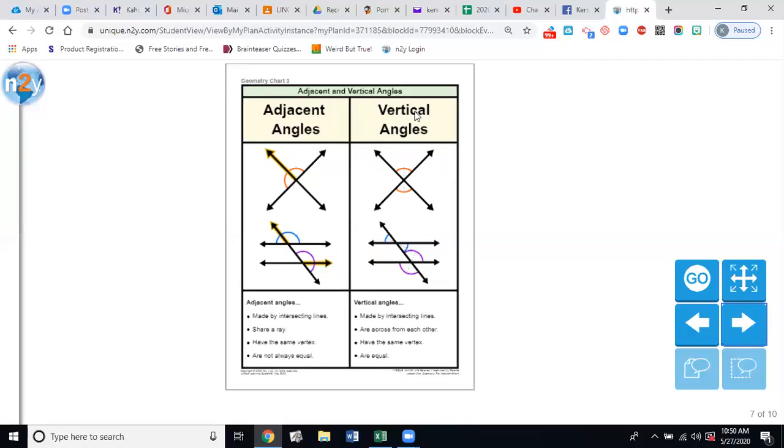And then the vertical angles are made by intersecting lines. Here's the line. They are across from each other. See how these lines are across from each other. They have the same vertex. The vertex is the point where the lines meet. And they are equal.